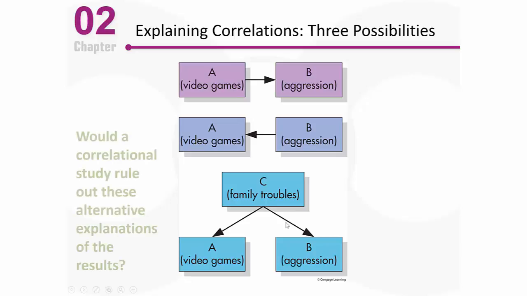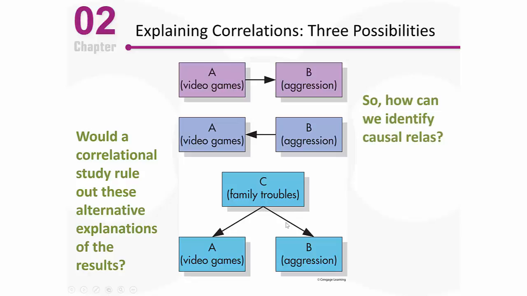Have I ruled that out? That's the critical question that we need to be asking ourselves. Would a correlational study rule out these alternative explanations of the results? And the answer is no. A correlational study would not rule out these alternative explanations. So that's obviously a drawback of correlational research. It's really quite valuable that we're able to learn that there's a relationship between watching violence and later on acting aggressively. That's great information for us to learn about human behavior. But it doesn't help us get to the point of learning what's causing that aggressive behavior.